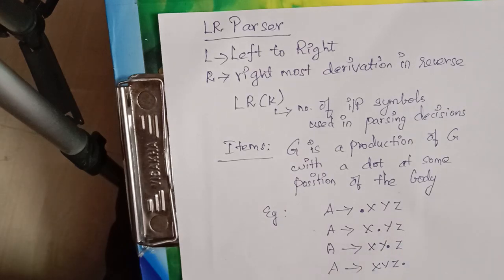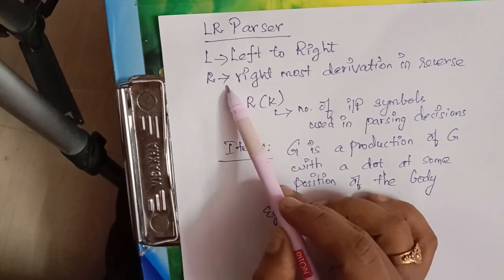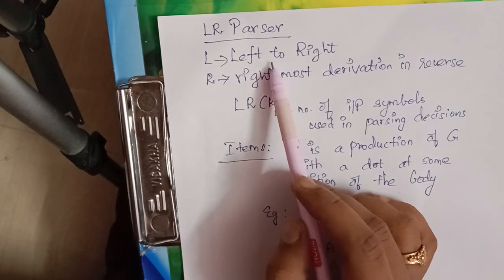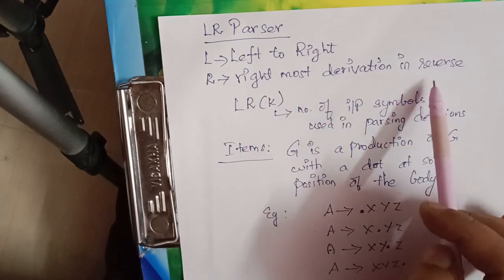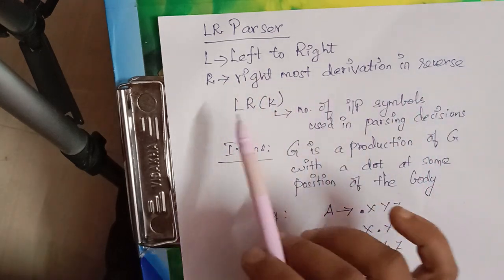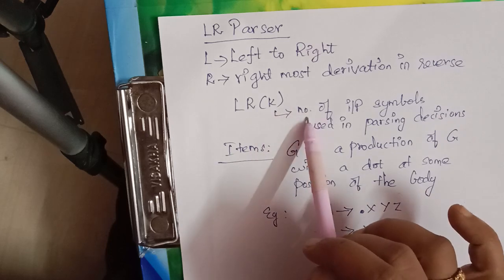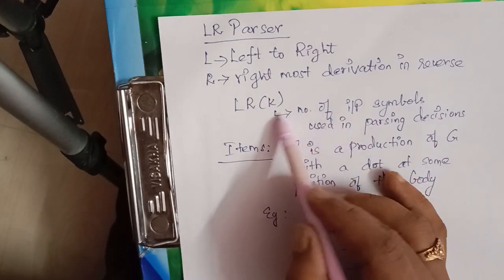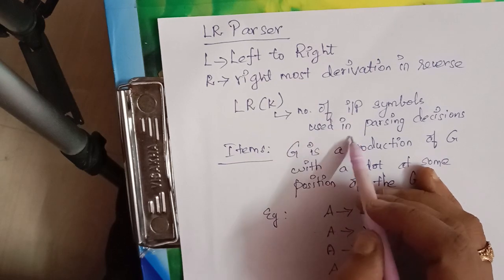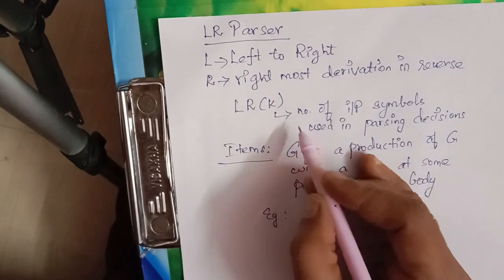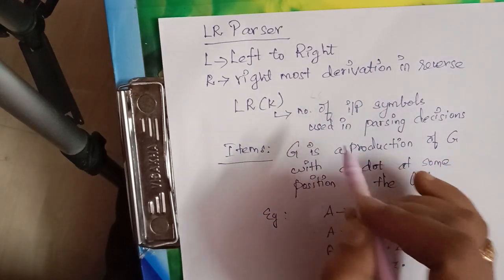Students, now we will be discussing LR parser. So first we need to know what is L and what is R. L is nothing but left to right parsing and R is nothing but rightmost derivation in reverse order. The term LR(k) represents the number of input symbols. So k is nothing but how many input symbols are there, and it is used in parsing decisions such as LR(0) or LR(1), like that.